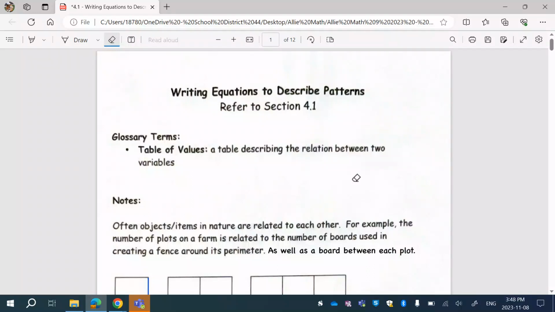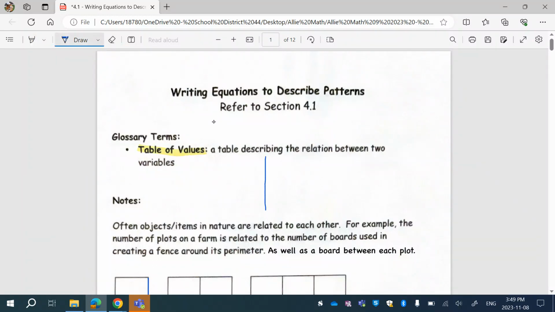Here we are, 4.1. Chapter 4 is about linear relations, which typically show a relationship between two variables, and these relations can be shown as a line on a graph. So for the first part, we're going to be looking at writing equations to describe these patterns. So first, a glossary term, table of values. You might remember this from grade 8 math.